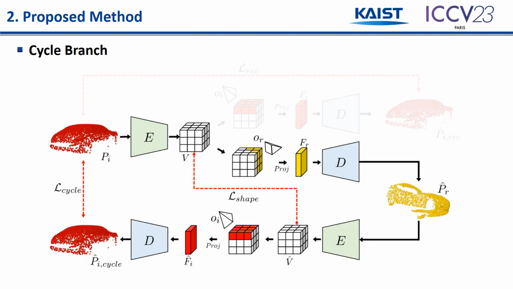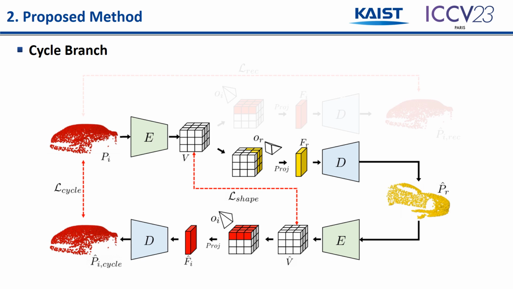Next, we use the randomly sampled pose OR to generate another point cloud which shares the same object but has a different pose. Since we only have the input point cloud and each pose, the generated PR head cannot be compared. Therefore, the PR head is re-entered into our network with the input pose to generate the PI cycle head.